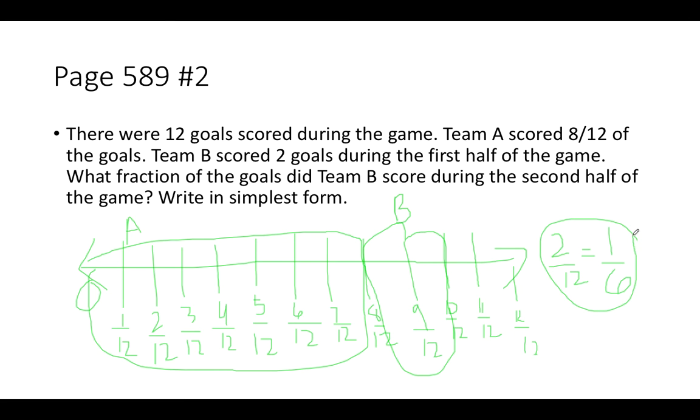Now go back and I'd like you to try numbers 3 through 7 on pages 589 and 590. Remember to start with drawing your number line first. And remember your denominator tells you how many parts to divide that number line into.